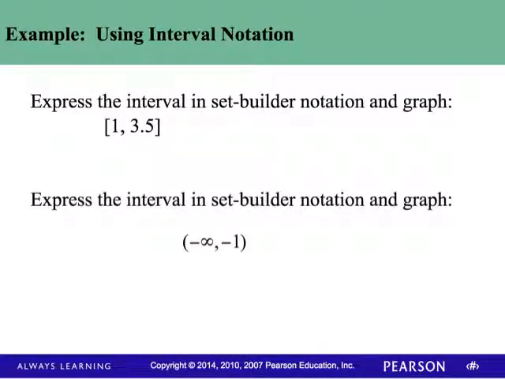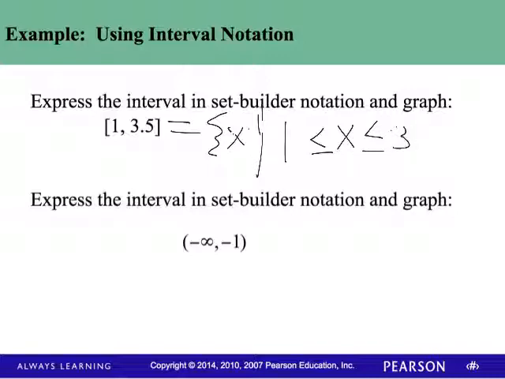So if you want to express this interval in set builder notation, this is going to be equal to the set of all x such that, what has to be true about x? Well, x is going to be greater than or equal to 1, and it's greater than or equal because I have a bracket, and x is less than or equal to 3.5. Okay, so that's the closed interval from 1 to 3.5 in set builder notation.